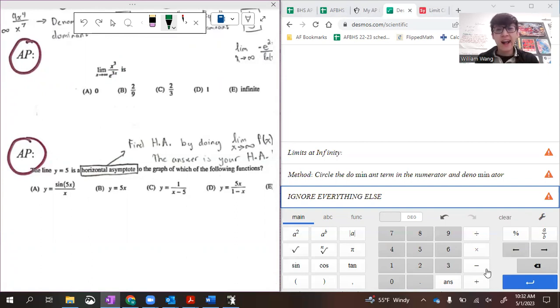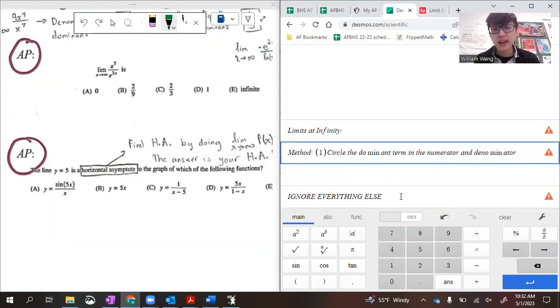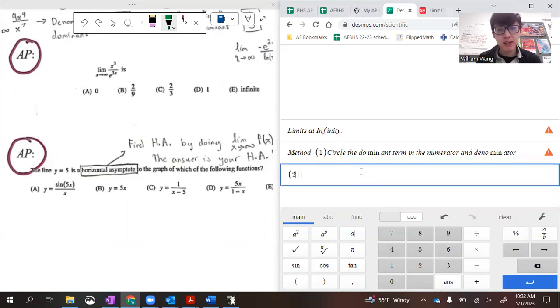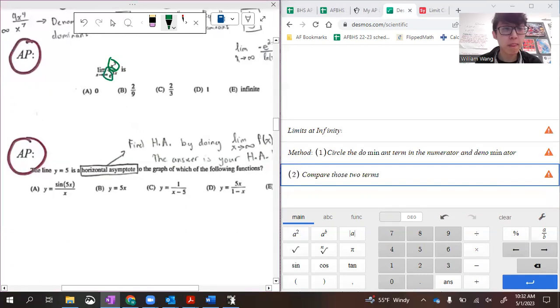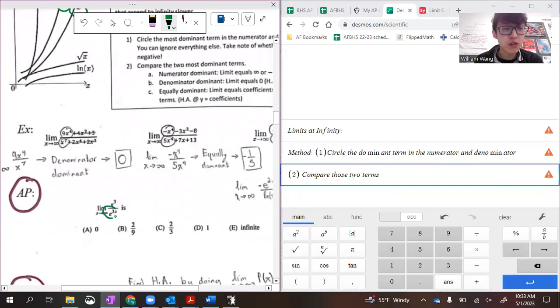Cool. So after that, I would say this is step 1. You ignore everything else. The next step is you compare those two terms. So I'm going to compare x cubed and e to the 3x. Which one is more dominant? Well, there's a few ways you can think about this. First, you can reference your notes, and you'll notice e to some x value is more dominant than x to some number value. So which one's more dominant? It's going to be e to the 3x.